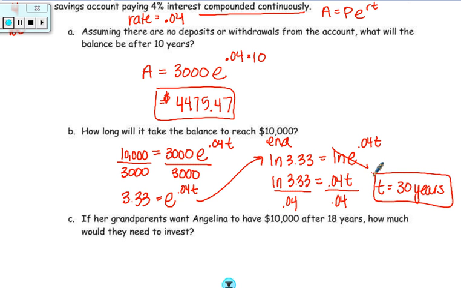So I would have to wait 30 years for my $3,000 to grow to $10,000 if I don't make any additional deposits or withdrawals from the account.